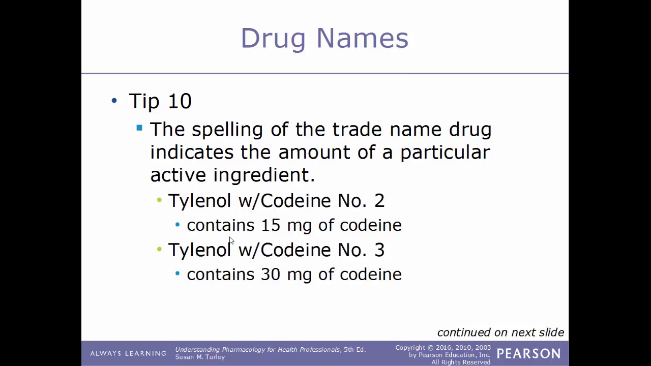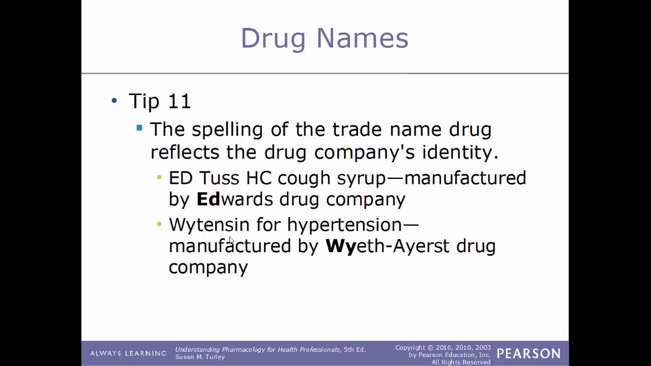Tip number 10, the spelling of the trade name indicates the amount of the particular active ingredient. We have 2 examples here. Both involve Tylenol. Tylenol with codeine number 2 contains 15 milligrams of codeine. Tylenol with codeine number 3 contains 30 milligrams of codeine. Tip number 11, the spelling of the trade name reflects the drug company's identity. ED TUS HC cough syrup is manufactured by the Edwards Drug Company, ED for Edwards. See, the drug Wytensin for high blood pressure is manufactured by the Wyeth Ernst Drug Company.